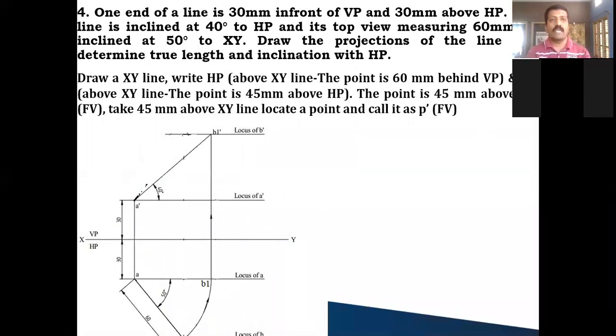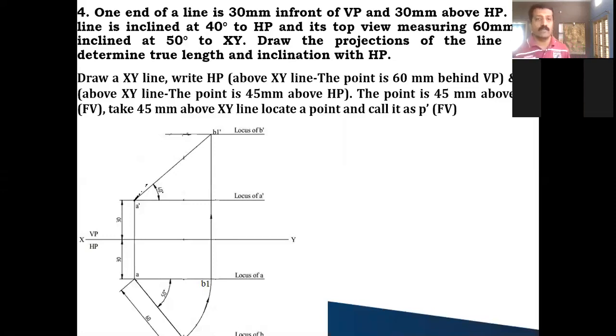Fourth one: one end of a line is 30 millimeter in front of VP and 30 millimeter above HP. The line is inclined at 40 degree to HP and its top view measuring 60 millimeter is inclined at 50 degree to XY line. Draw the projections of the line and determine the true length and inclination with HP. Let me read once again. One end of a line is 30 millimeter in front of VP and 30 millimeter above HP.